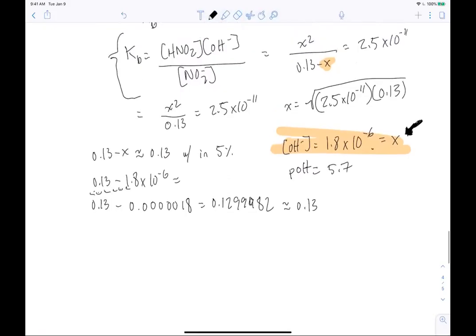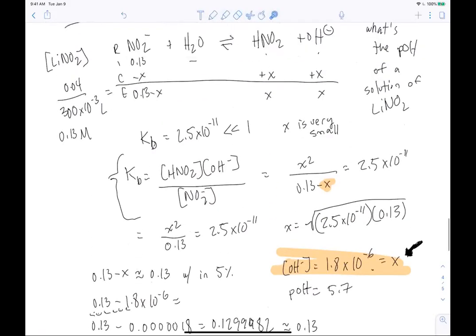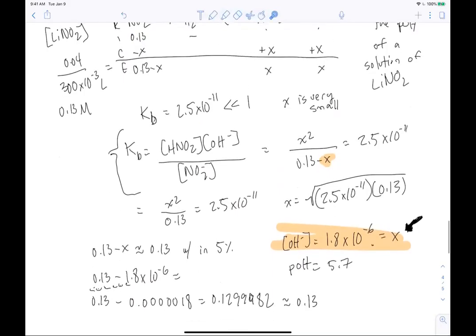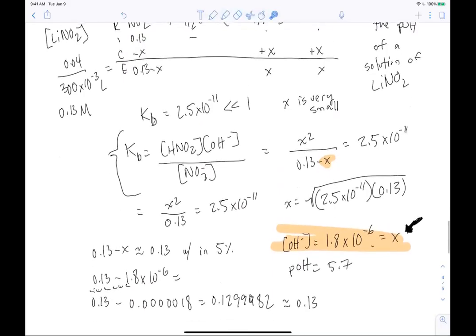I guess you can't make a strict rule where if KB is small, then the approximation always holds, because it's not just KB that matters, it's also what your starting concentration is. So for example, if our starting concentration was not 0.13, but was something like 1 × 10⁻⁶, now this number starts to be comparatively large. Does that make sense? So it's dependent not only on this, but also on this.